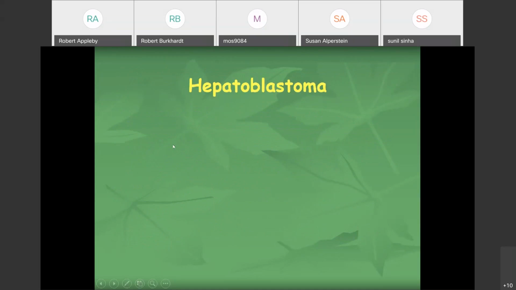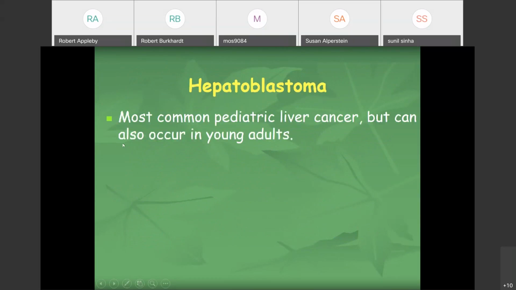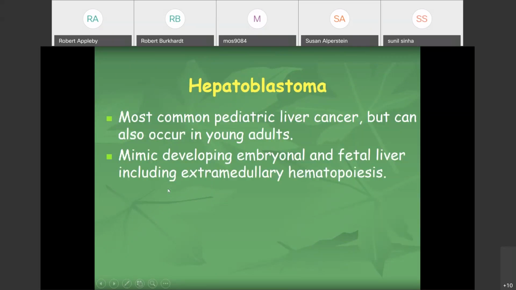Another is hepatoblastoma in pediatric or young adult. Most common, I also have several cases from NYU. It mimics developing embryonal and fetal liver, including extramedullary hematopoiesis. Very high level of alpha-fetoprotein.